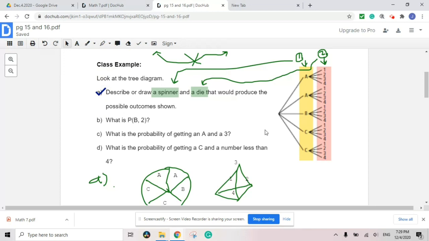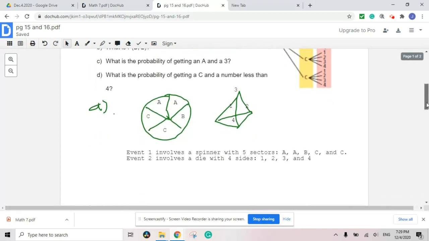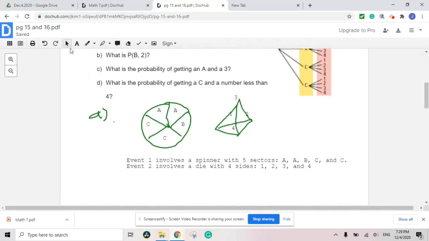Now, second part. What is the probability of having B and 2? Now I know that I have all of the possibilities given. Imagine we don't have this tree diagram. Then we need to find our probability of B2. Sorry, oh yeah, it is B2.